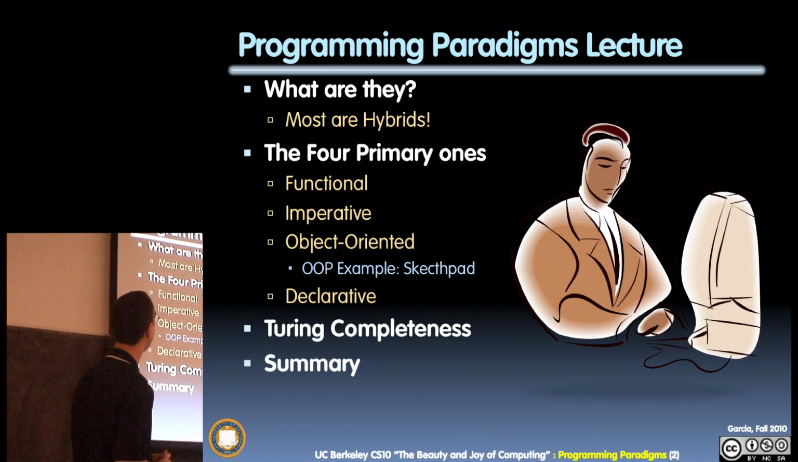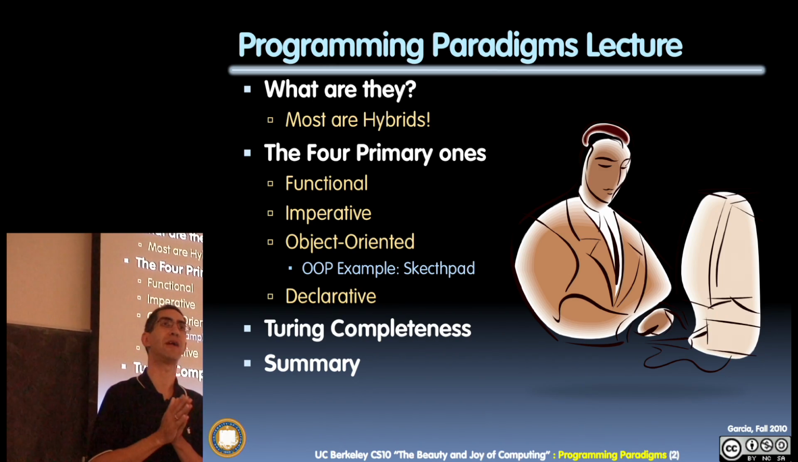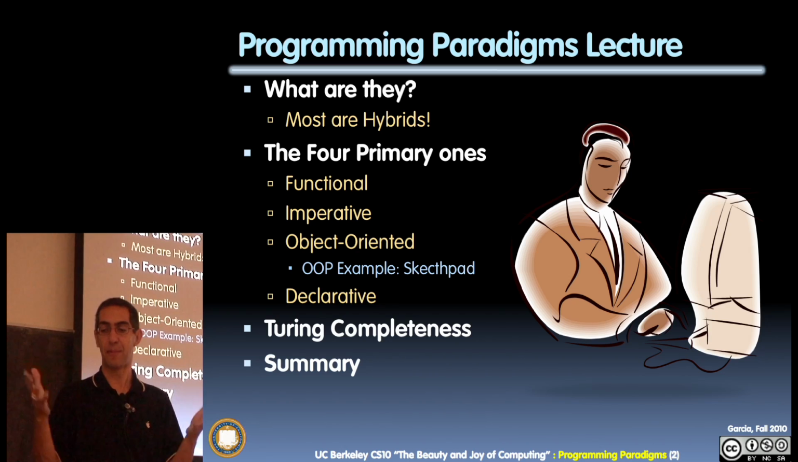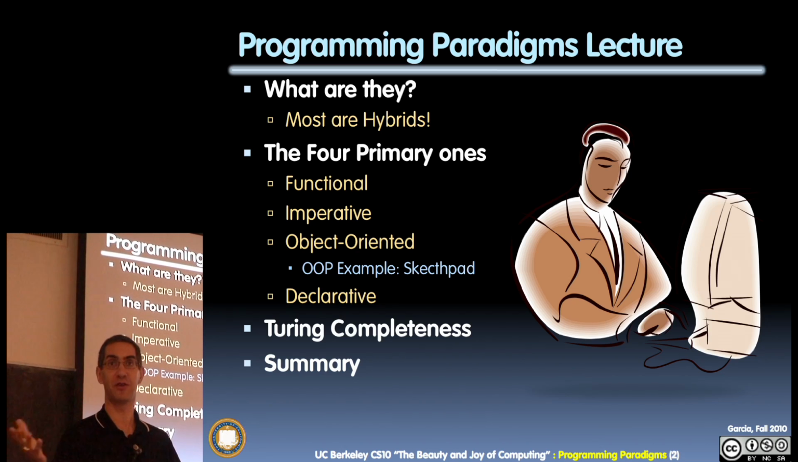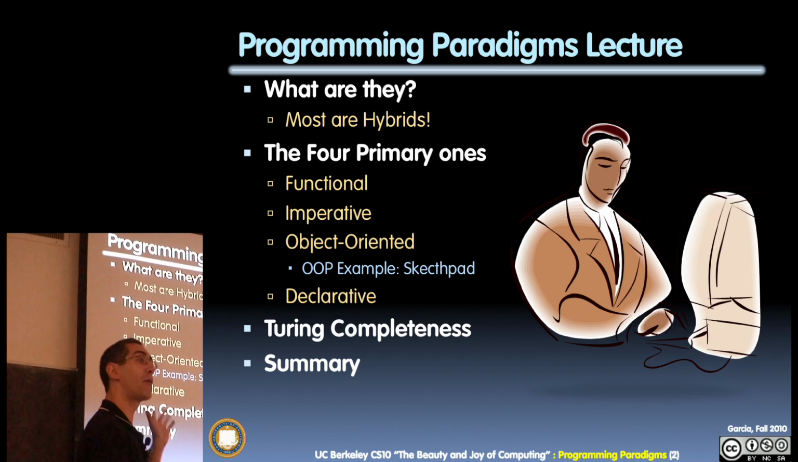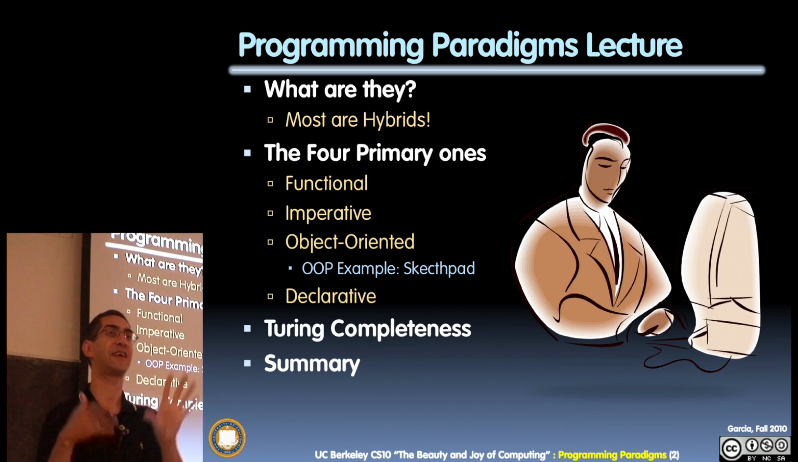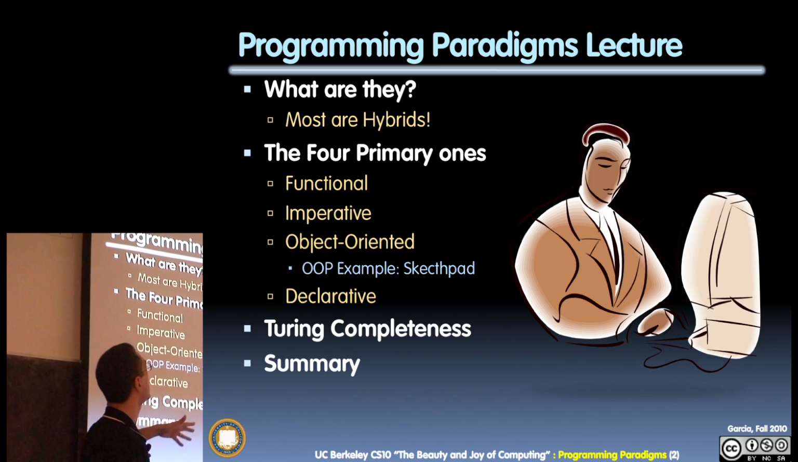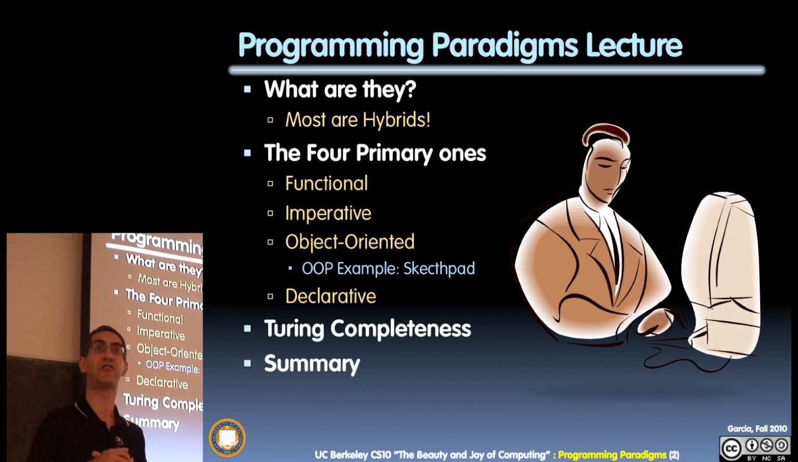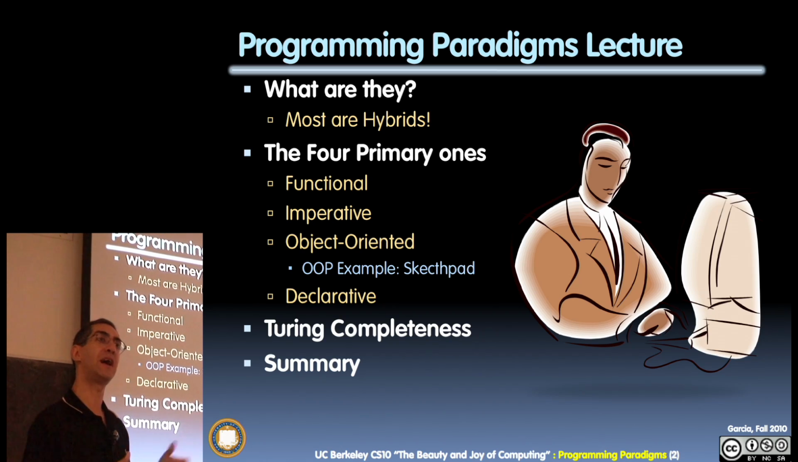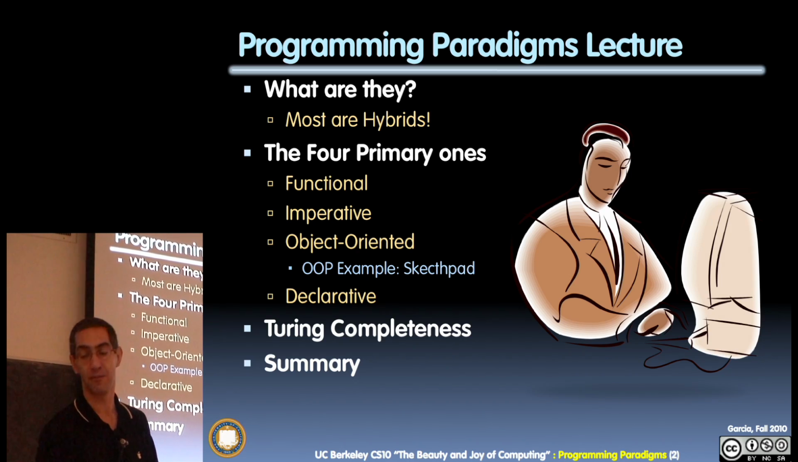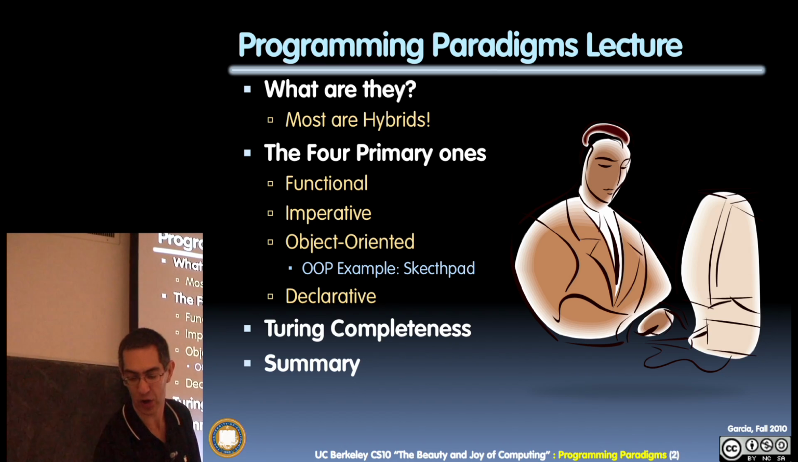Thanks, folks. So today, Programming Paradigm Lecture, we're talking about the paradigms, what they are, at least to put them on the stage. The 4 primary paradigms we typically talk about, and there are actually other classifications. But these are the big 4 that we've always talked about. Functional, as Brian mentioned on Monday, an imperative paradigm, an OOP, or object-oriented paradigm, and a declarative paradigm. We're going to talk about something called Turing completeness, and then close with a summary.